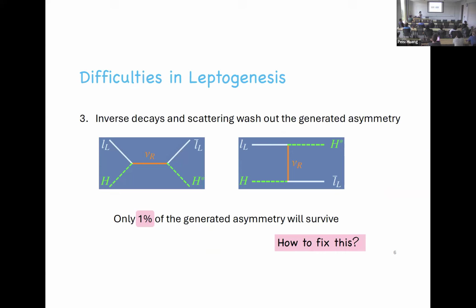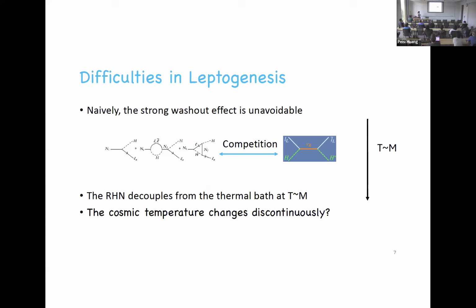One can show that only about 1% of the generated asymmetry survives, and I'm going to talk about how to fix this 1%. Naively, the strong washout effect is not avoidable. The final generated lepton asymmetry is a competition between the right-handed neutrino asymmetric decay and the washout processes. The right-handed neutrino decouples from the thermal bath as the cosmic temperature falls below its mass. So the speculation I'm going to make here is, what if the cosmic temperature can change discontinuously? Let's just imagine that can happen for a second.